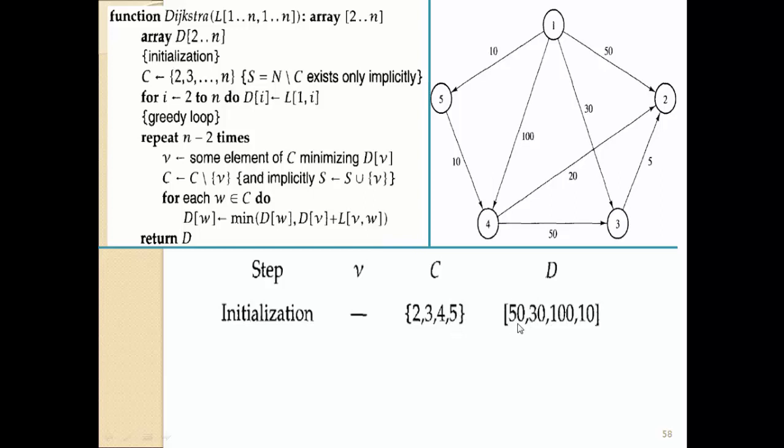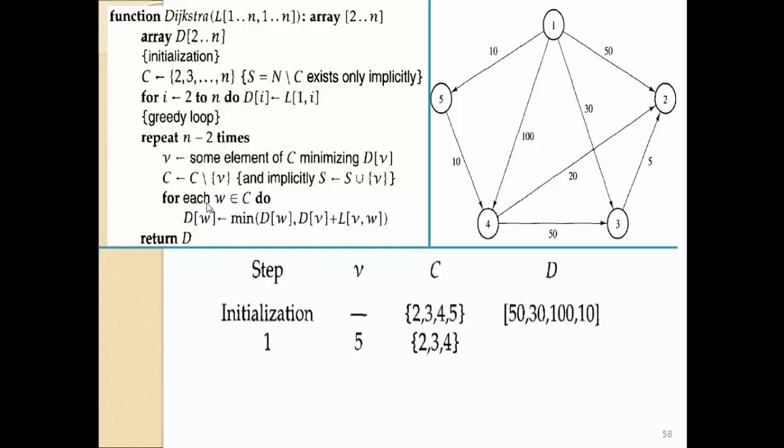Again I am repeating, we have to identify the minimum value from D. For example, this is 10. Find the corresponding node inside C, that is our 5. This 5 we need to store inside V, and we have to remove 5 from C. So 5 will be stored inside V and 5 will be removed from C.